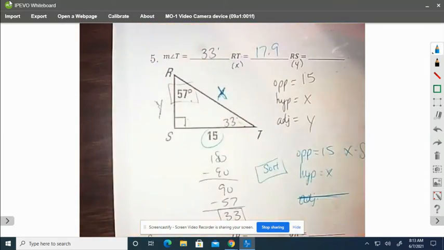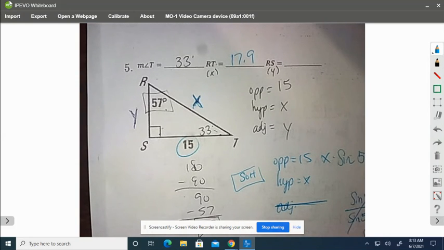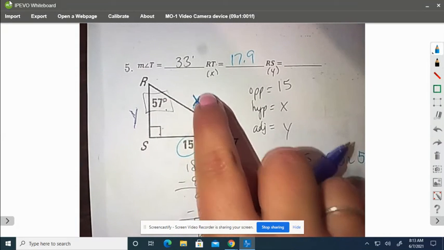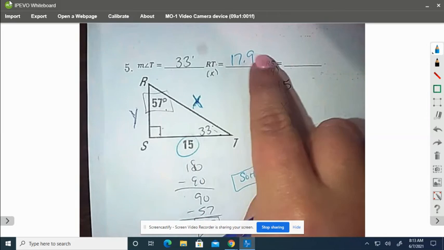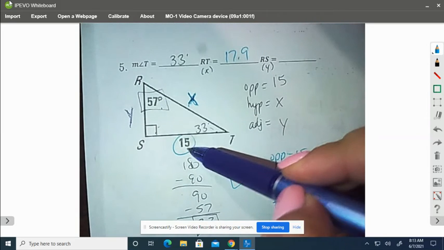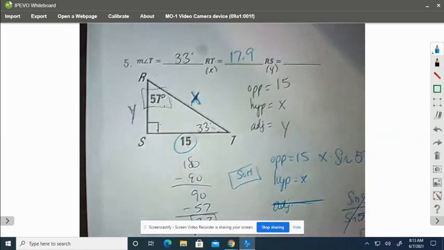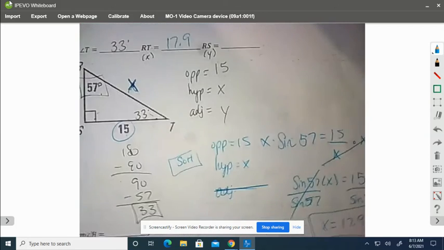Okay, side y is right here. For side y, I'm still going to use the 57. I'm still going to avoid this measurement, this 17.9 that I just found. I'm going to try to stick with the 57 and the 15 because those are the numbers that the problem gave me, just in case I do anything wrong before this step.